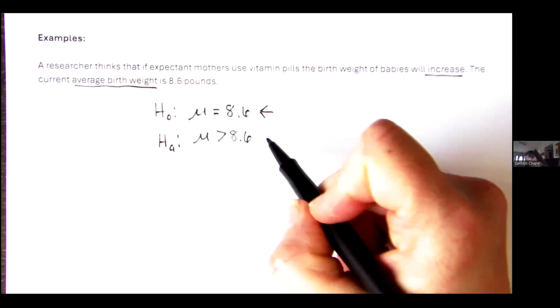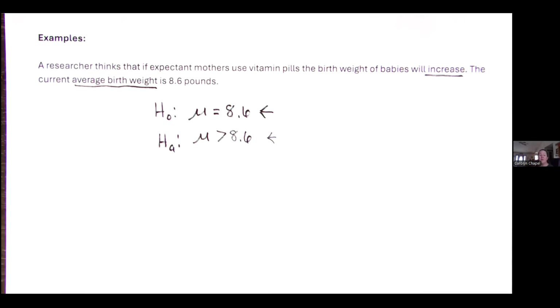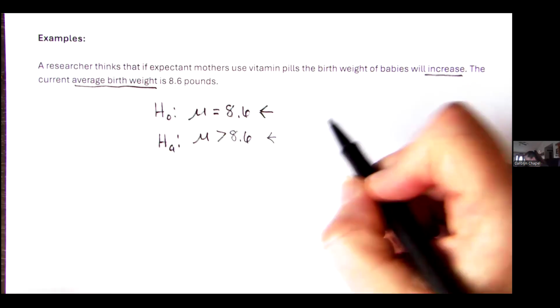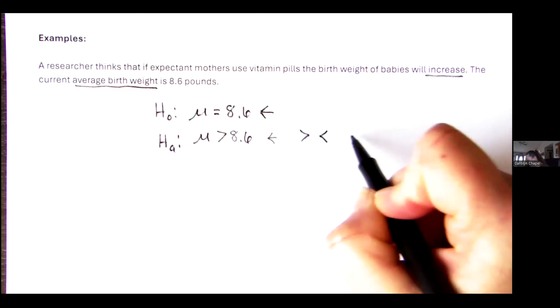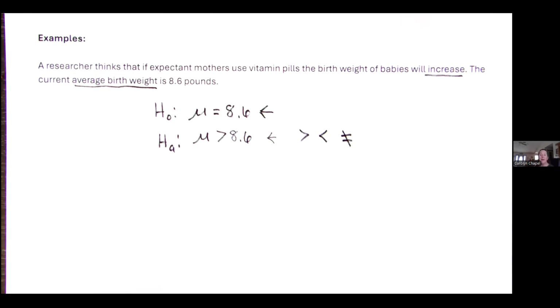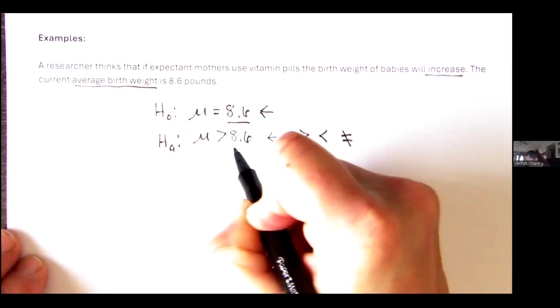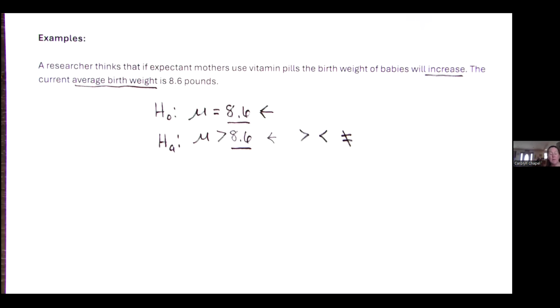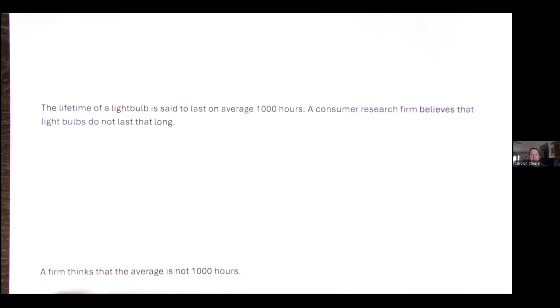The second one is going to be either a greater than symbol, a less than symbol, or a not equal to symbol, depending on the words we see in the process. The other thing is this number, if it is compared to a number, will always remain the same from one to the next. All right, let's do another one.